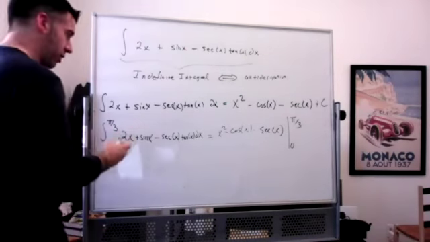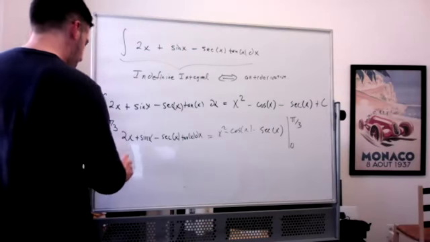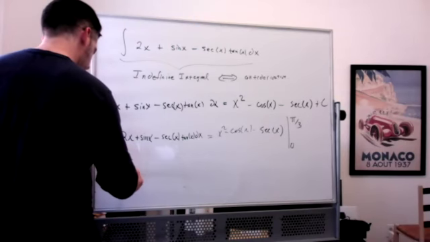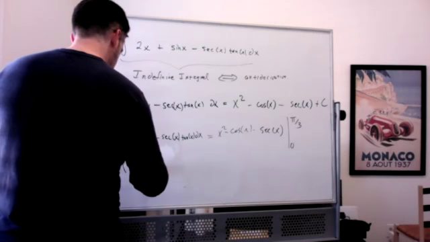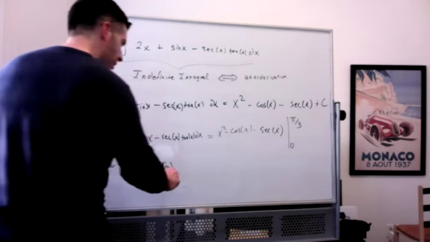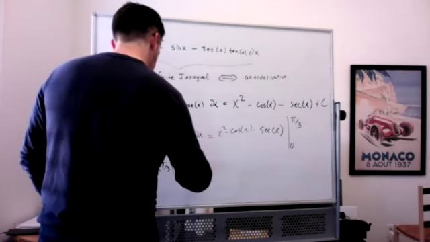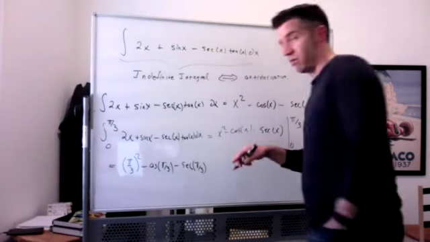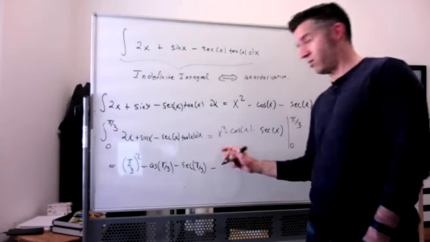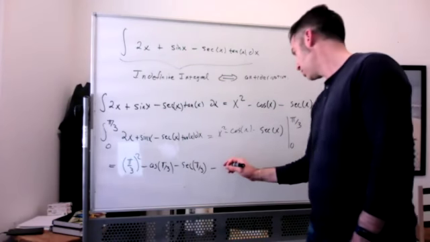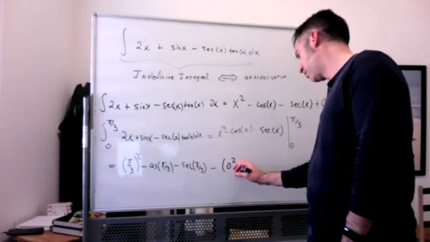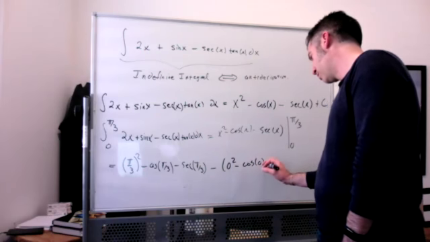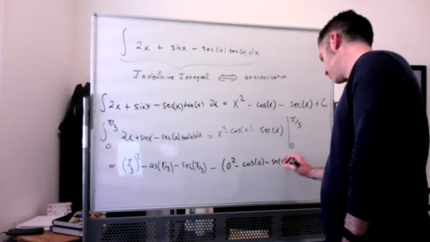So here I'm going to plug in pi over 3 and get pi over 3 squared minus cosine of pi over 3 minus secant of pi over 3. And I'm going to plug in 0. And here's the point I was trying to make before: when you plug in 0 here, not everything is going to be 0. I'm going to get 0 squared minus cosine of 0 minus secant of 0.